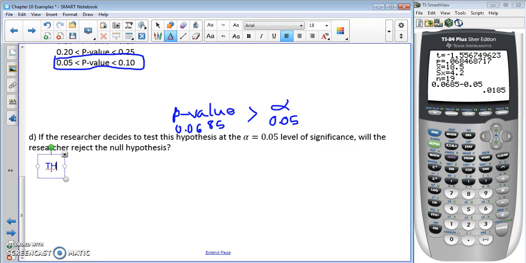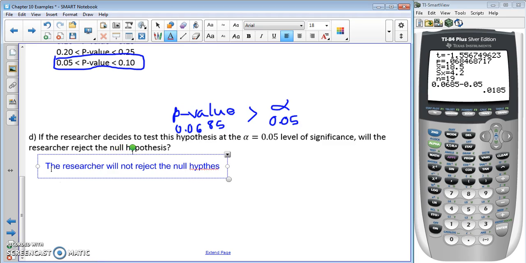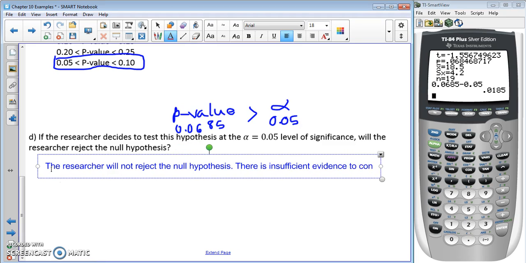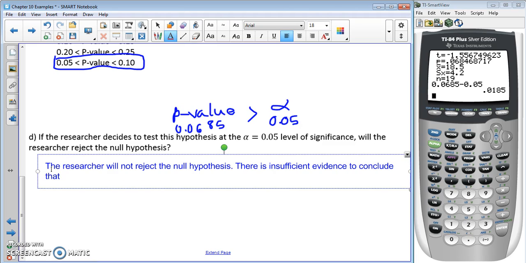So the researcher will not reject the null hypothesis. There is insufficient evidence to conclude that mu is less than 20.